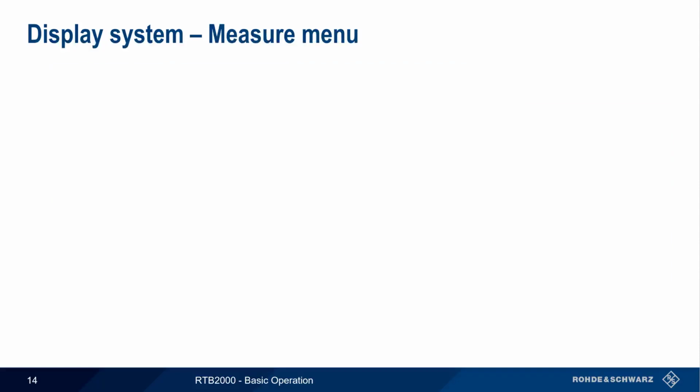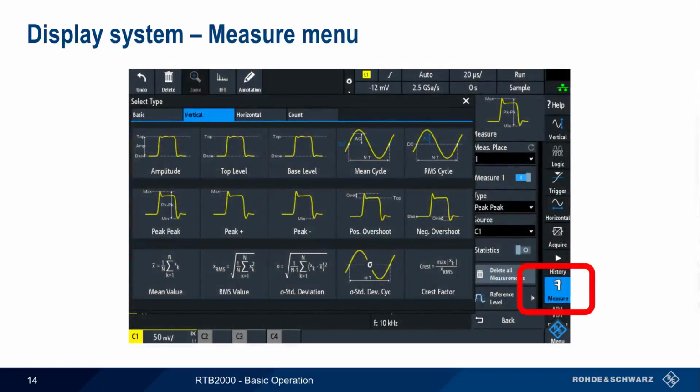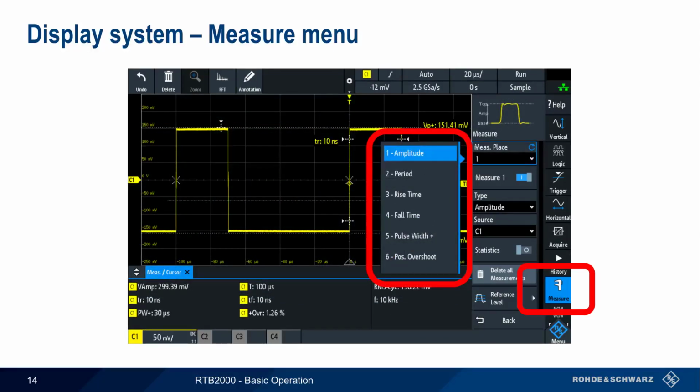On the RTB2000, there's also a measure menu which enables an enormous range of automated measurement types in 4 different categories. Up to 6 of these measurements can be selected and displayed at any one time, with the results being displayed both directly on the trace and in a table at the bottom of the screen. These types of automated measurements provide substantial improvements over manual or marker-based measurements.